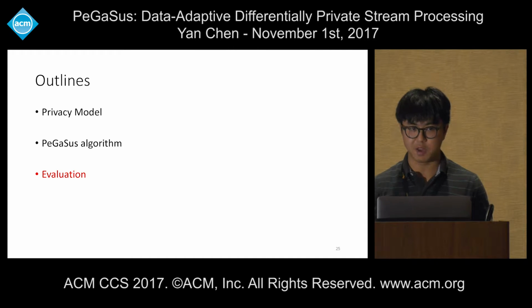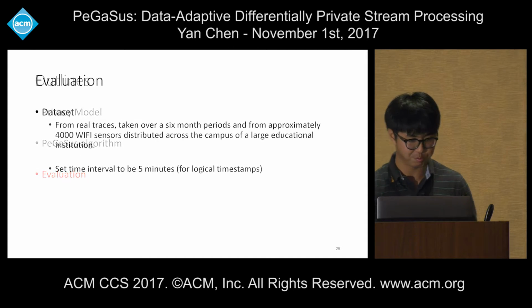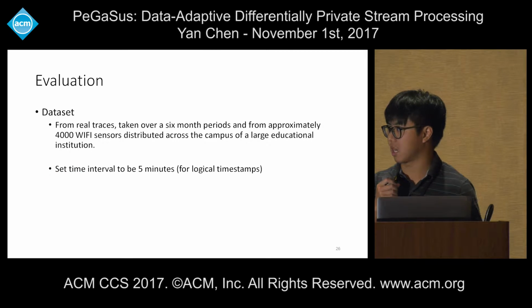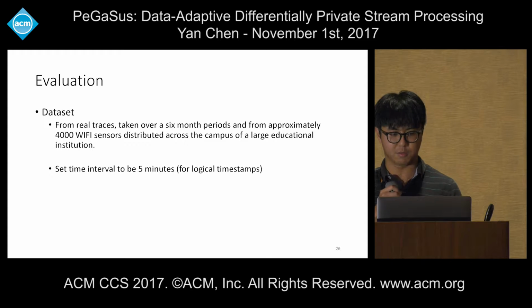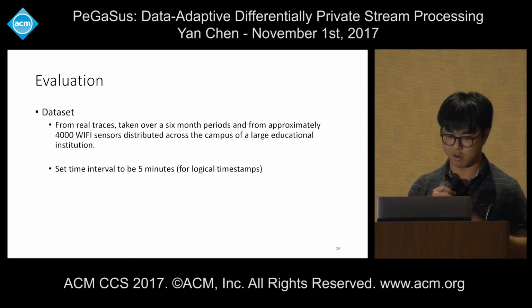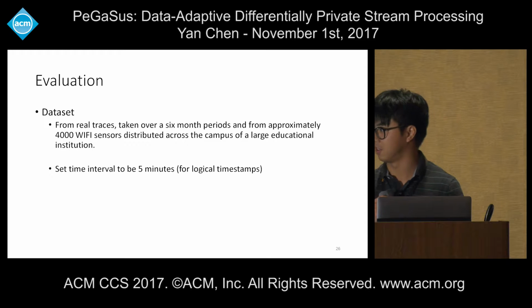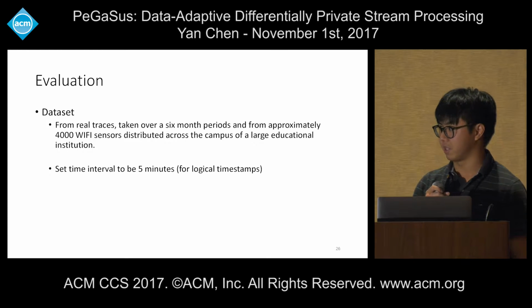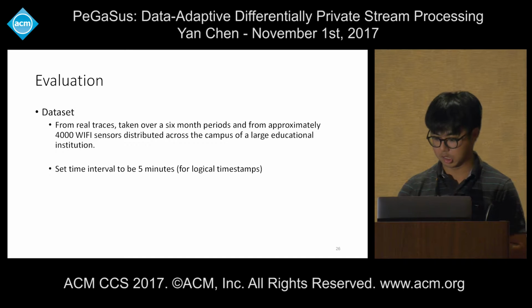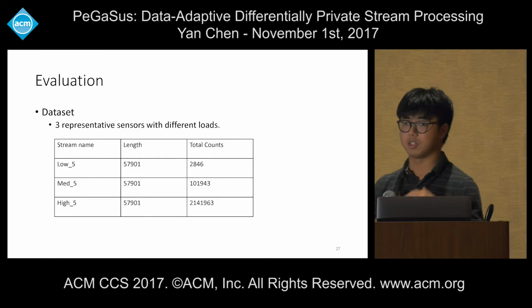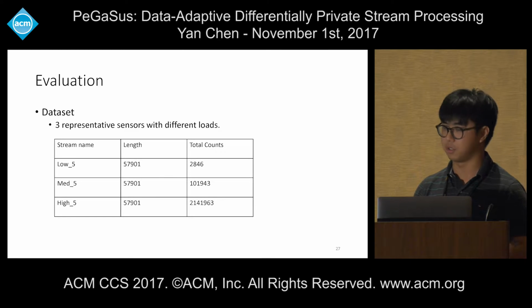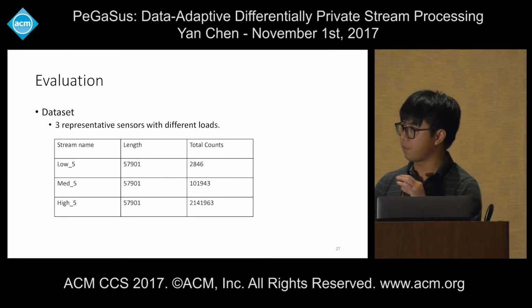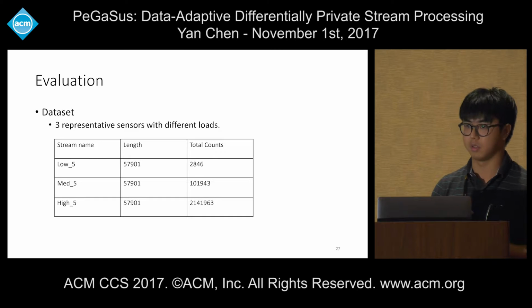So now let me show you some evaluation results using our Pegasus. The data set comes from real traces taken over a 6-month period from approximately 4,000 Wi-Fi sensors distributed across the campus of a large educational institution. We use logical time, so we set the time interval to be 5 minutes. For each sensor, we can derive a count stream, which reports how many users connected to the Wi-Fi sensor during every 5 minutes. We pick 3 representative sensors with different loads, and we have 3 streams here.